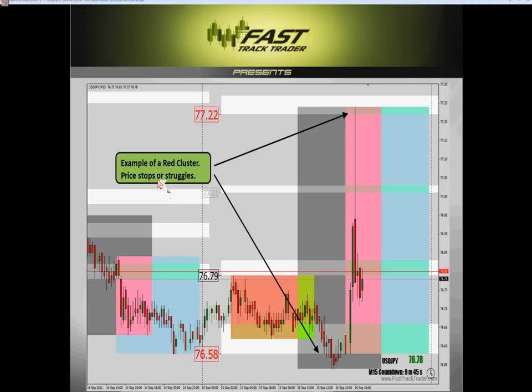Here's an example of a red cluster. Price stops or struggles. Look at this. This is today on the US yen. Smoked right into a red cluster, got slammed, and turned around, pumped it right back down. This is where we were trading to bounce off this red. Look at how it held, these are 15-minute candles. I mean, you're talking almost 2 hours. It just could not get below here. I like black and I like the red clusters. Those are the only ones that I trade, the black and the red clusters, okay?